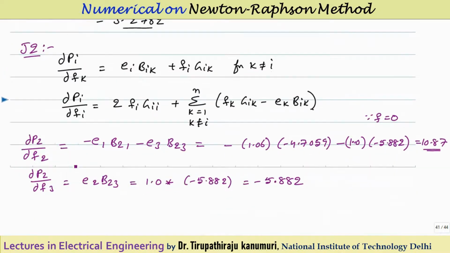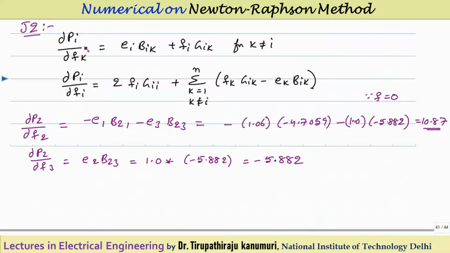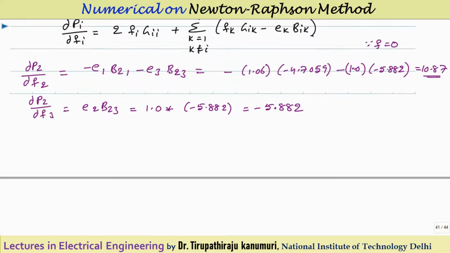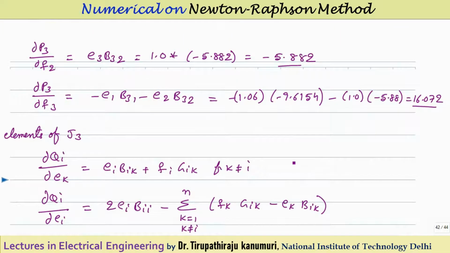Similarly, now coming to the Jacobian matrix subpart 2, that part is the dou P by dou F part. Again there is a formula when i is not equal to k, and when i is equal to k, this is the formula. So we can calculate dou P2 by dou F2. Again, since F is equal to 0, you will get this formula, and when you substitute, you will get 10.87. Similarly, dou P2 by dou F3, you will get 5.882. Getting it? Similar is the case for dou P3 by dou F2 and dou P3 by dou F3, which I have also calculated.